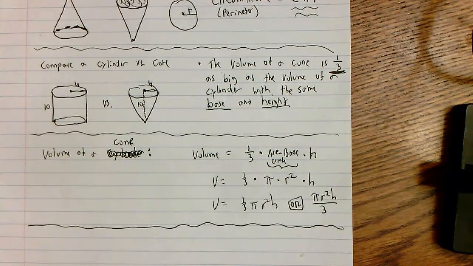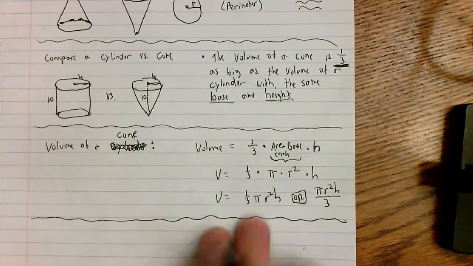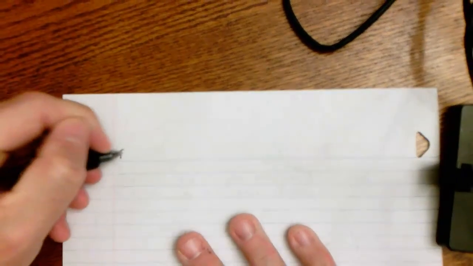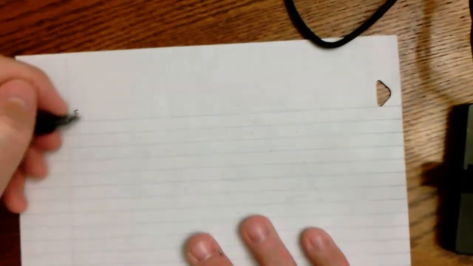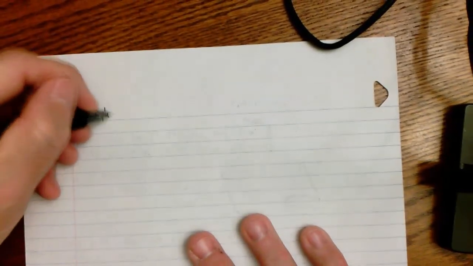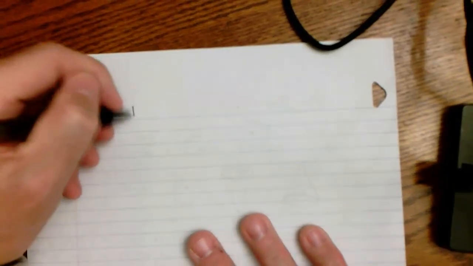Alright, I'm going to do an example here, and I hope you'll follow this, please, because I'm going to show you a couple tricky things that might happen on Delta Math. And I think I'm going to go to the back so I have room to spread it out. So my example is simply going to say find the volume.